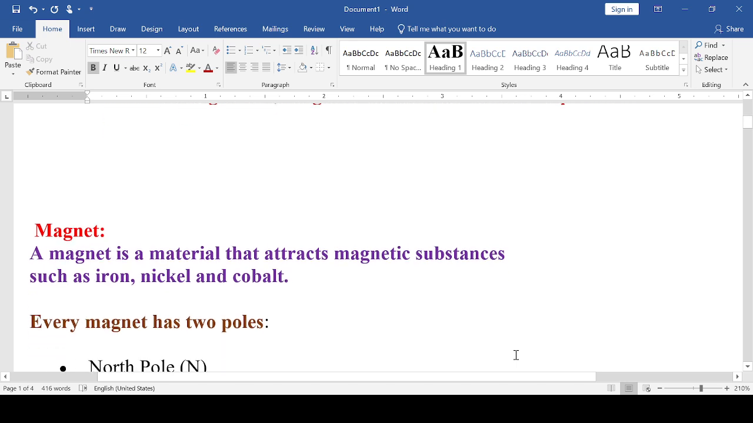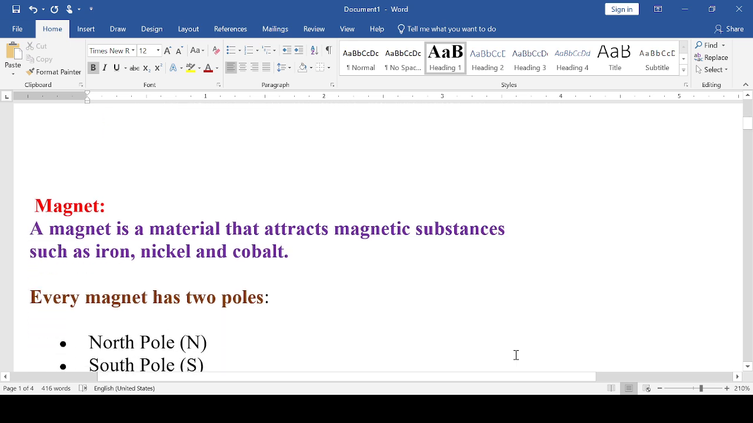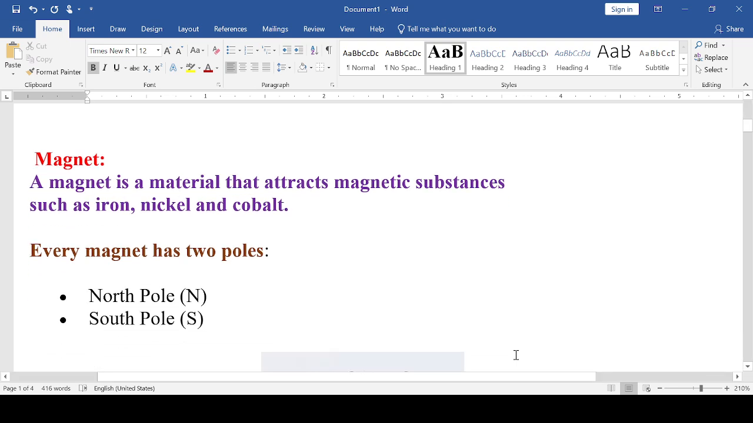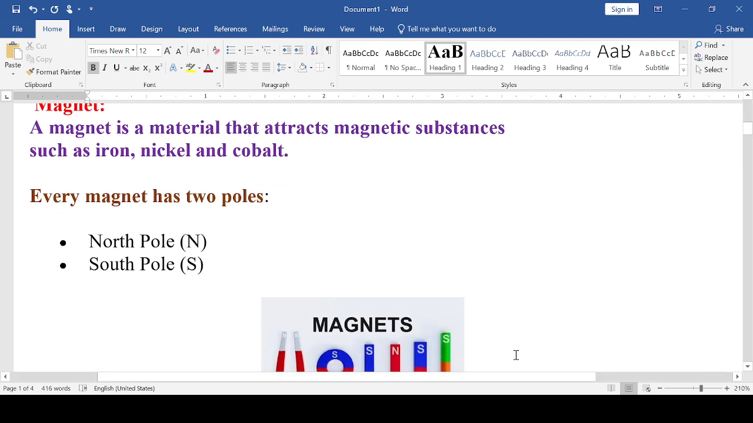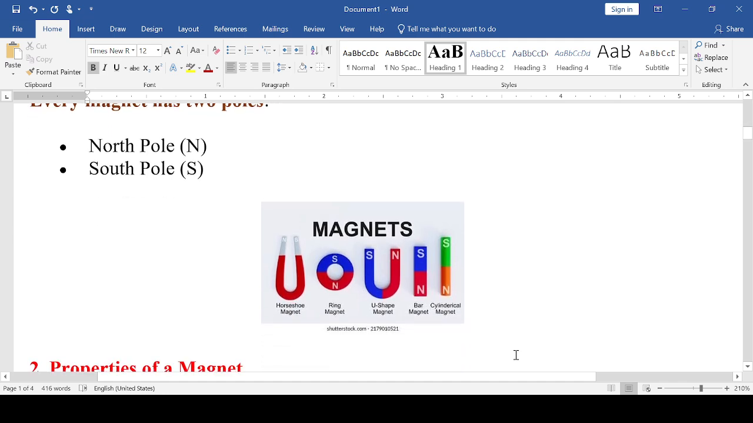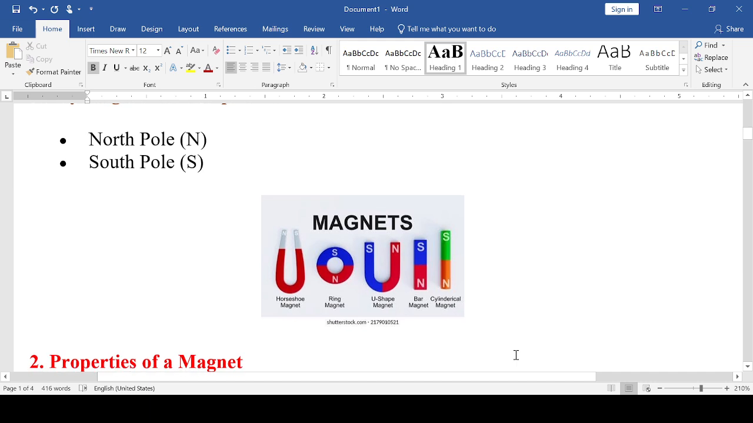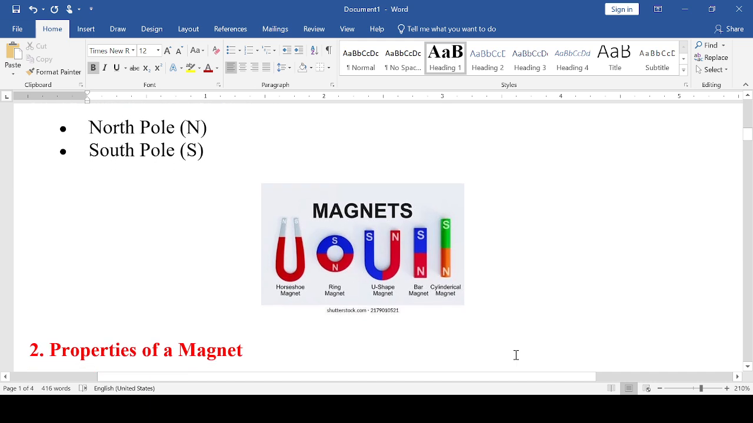So now the magnet, the general topic. What is a magnet? It is a material which can attract magnetic substances such as iron, nickel, cobalt, etc. That which has a tendency or capacity to attract magnetic substances is called a magnet, and every magnet will have two poles, that is the north pole and south pole. These are the different types of magnet, a general introduction from earlier grades.